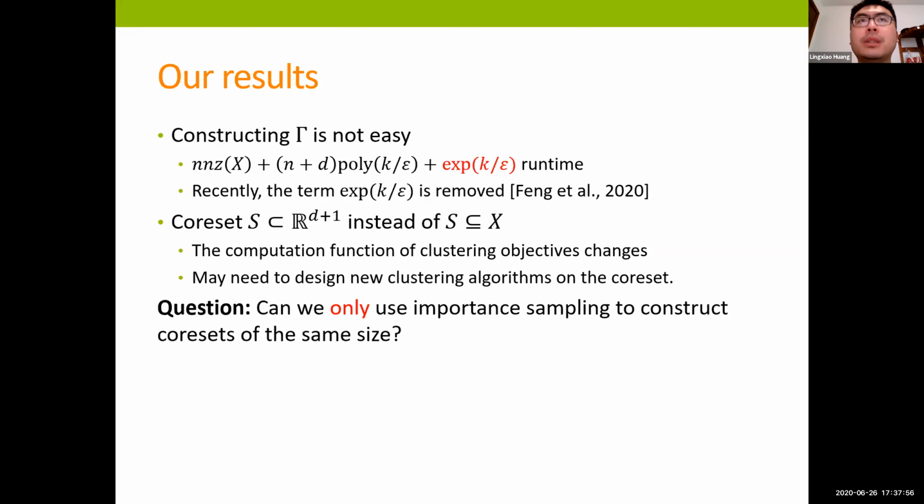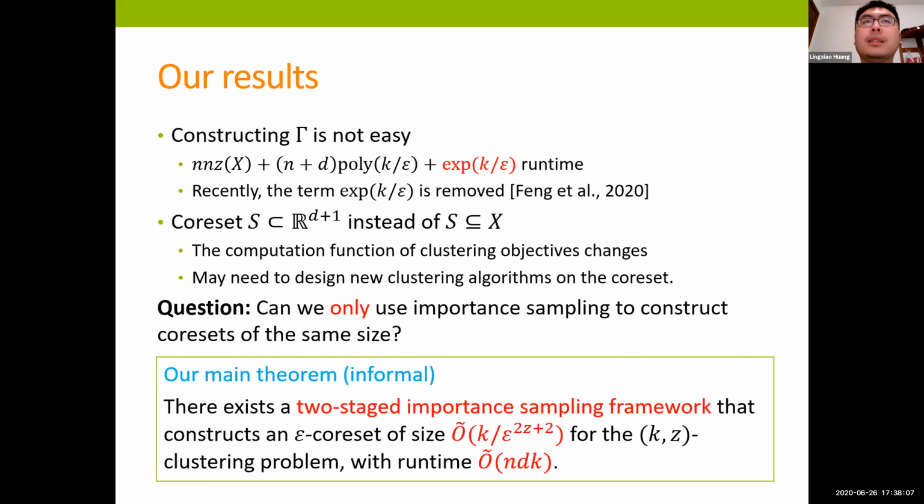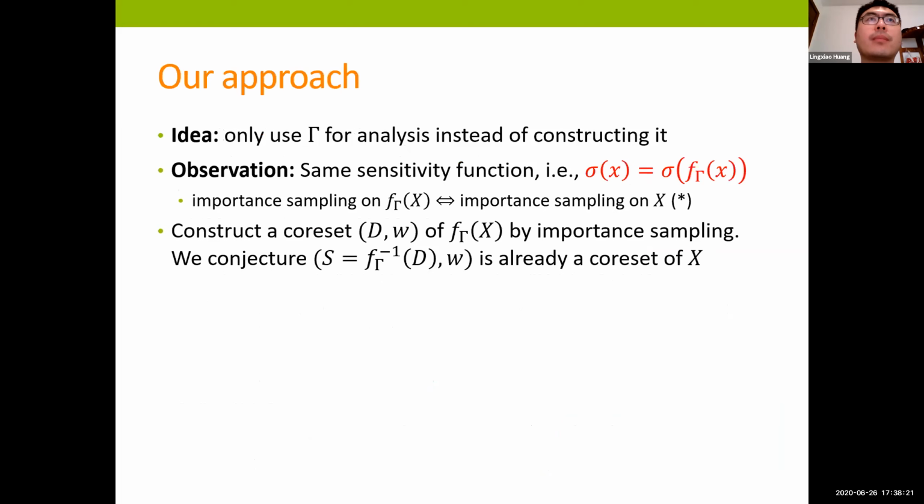To address these two problems, a natural idea is whether we can only use importance sampling to construct core sets of the same size. The answer is yes. We prove that there exists a two-staged importance sampling framework that achieves the same core set size, and the running time is only O tilde NDK. So the main idea is that we do not need to construct the subspace gamma explicitly. The existence of this gamma is already enough for our analysis.